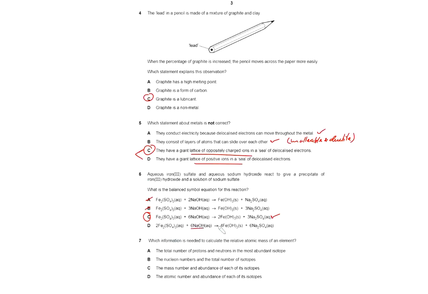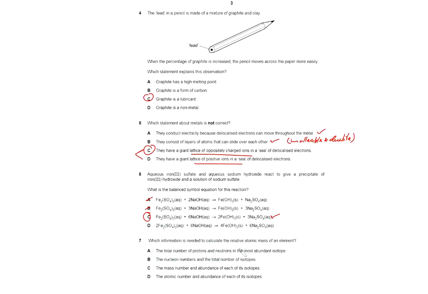We can see that 6 and 6 here will not add up. That would be a total of 12 sodiums, but here we have only 6 sodiums, so that's why D is not balanced. So C is the correct answer.